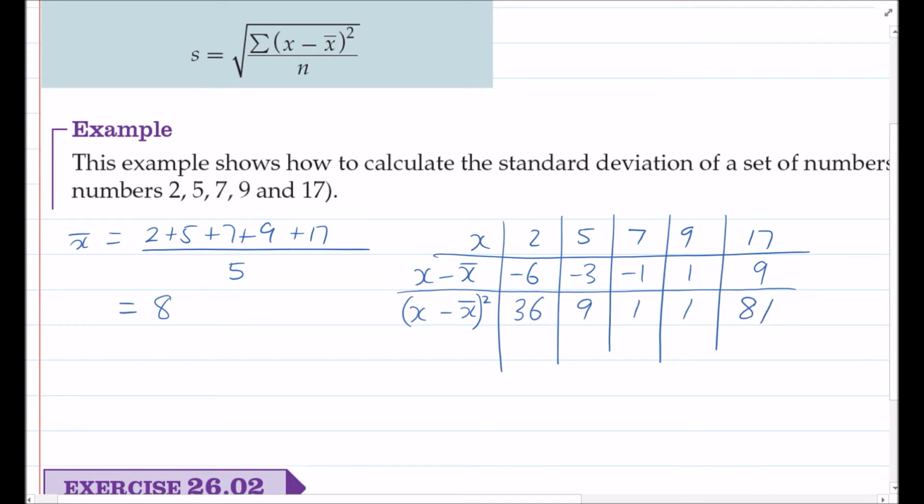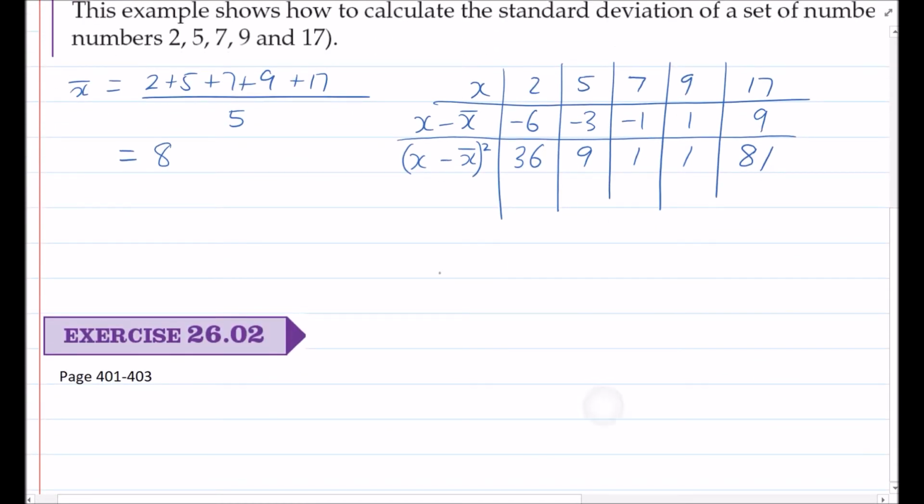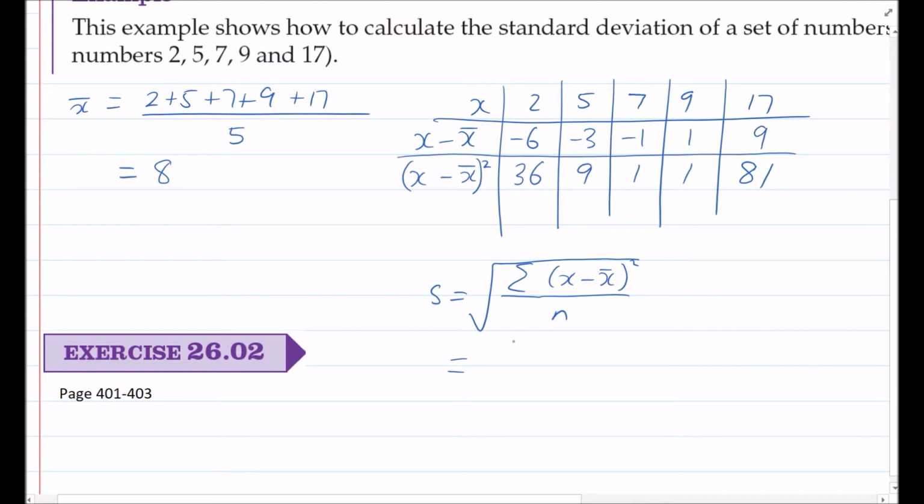So now we have all those values, we can substitute them into our formula. So I'll just come down a bit and write out our formula. And remembering that that sum part of it means that we're adding all of the square parts together. And that's all over 5, and we're square rooting the whole lot.